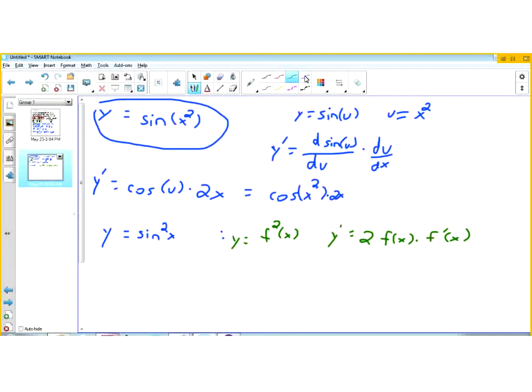So in this case, for y is equal to sine squared of x, we can treat the sine function just like any other function. This would be 2 times sine x times the derivative of sine x, which is cosine x, which, if you're familiar with your trig identities, is simply the sine of 2x.